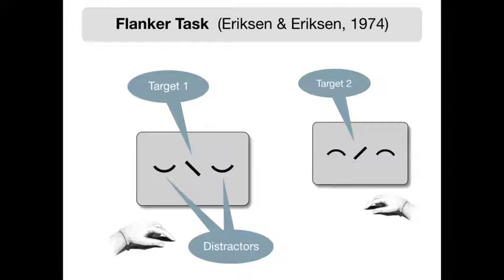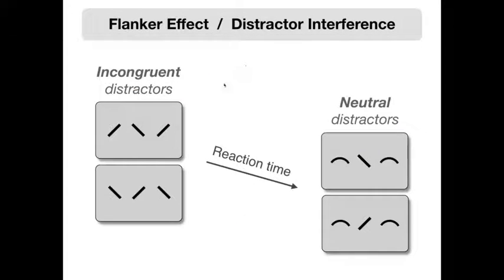In a typical flanker task, participants are asked to respond as fast as possible to a central target with 2 alternative identities that is presented together with 2 flanking distractors. Typically, when the target is flanked by incongruent distractors, whose identity is the alternative target, responses are slower than when the same target is flanked by neutral distractors whose identity is unassociated with either motor response.